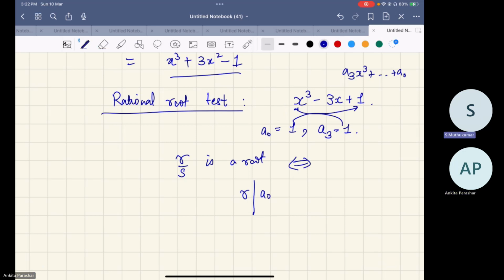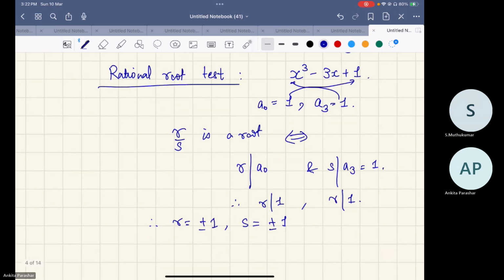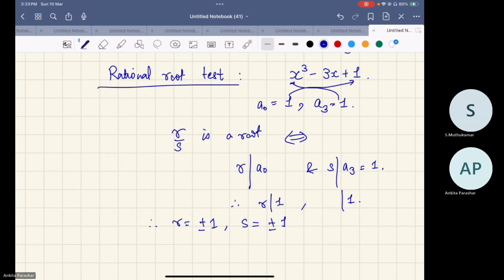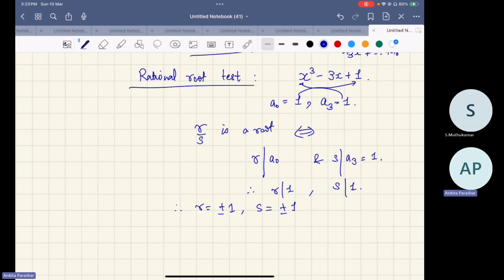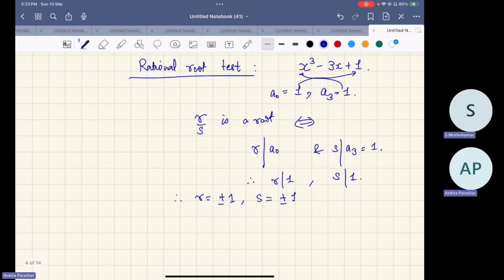S divides also 1. The possibilities are R equal to plus or minus 1. S is equal to plus or minus 1. Sorry, they have repeated R twice. And it's easy to check, right? Which are the possibilities? So R by S is 1 or minus 1.